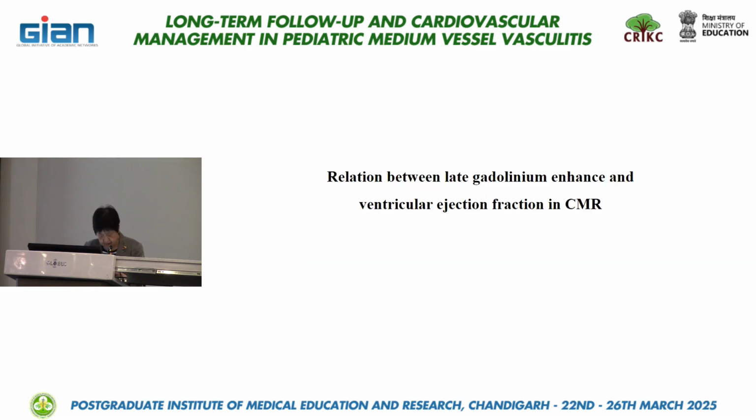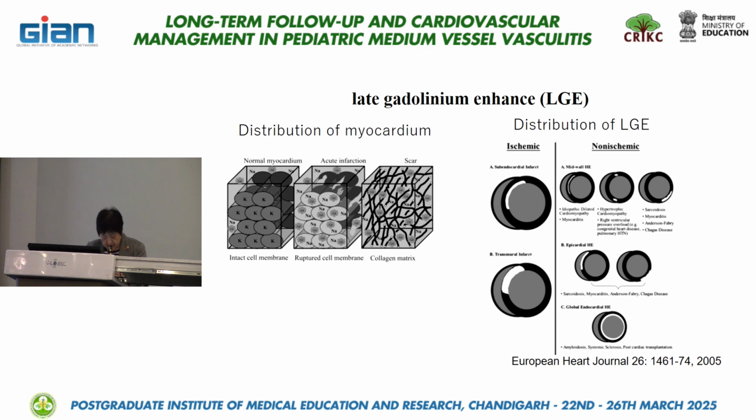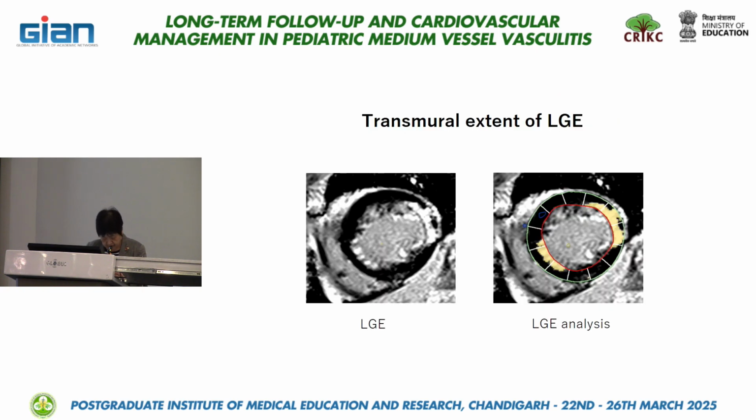Next, I talk about the relation between the late gadolinium enhancement and ventricular ejection fraction in CMR. LGE indicates fibrosis of myocardium. Transmural extent of late gadolinium enhancement, LGE, is shown by the yellow area. The grade of LGE is based on the transmural extent of hyperenhancement.